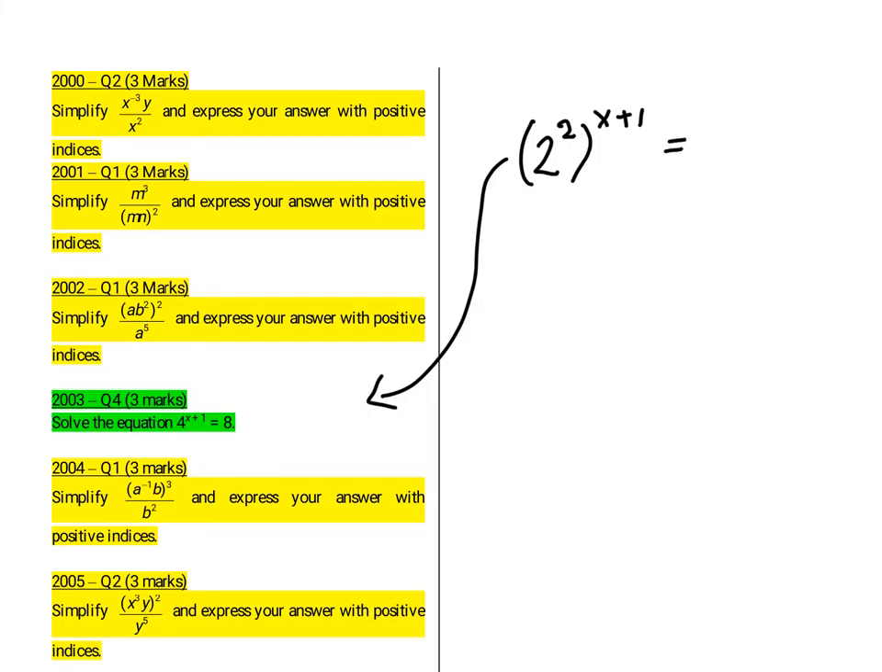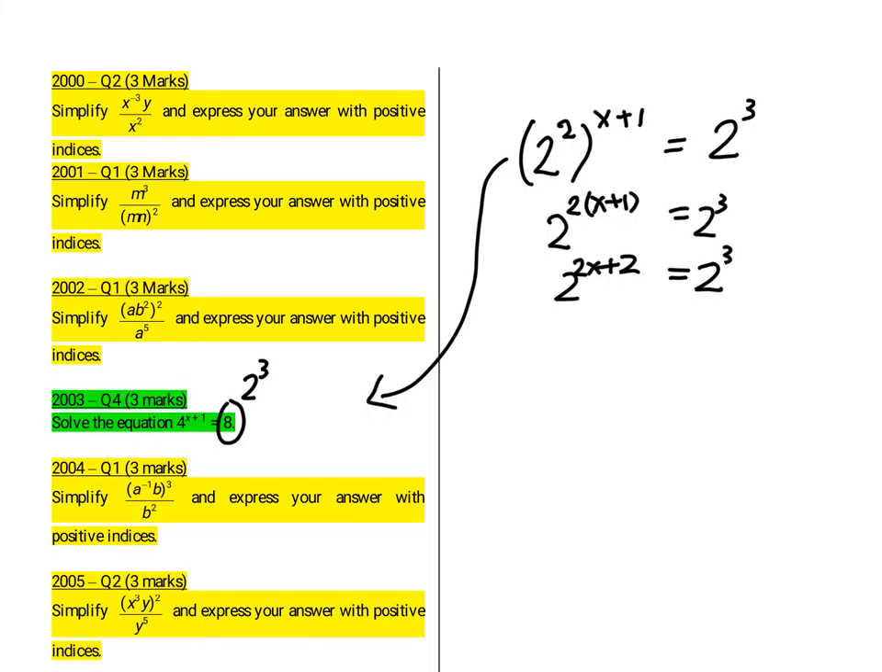How about the right hand side? Right hand side 8. So 8 is equal to 2 times 2 times 2, which means that 2 cubed. So I will write 2 cubed here. Once again, you have the bracket, so I will solve the left hand side first. So I will get 2 to the power 2x plus 2 equals to 2 to the power 3.